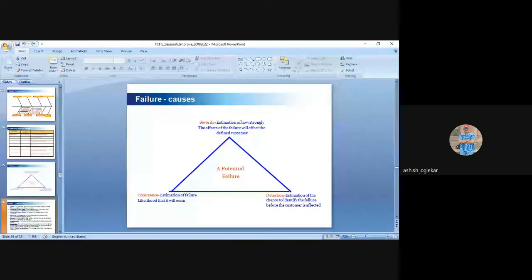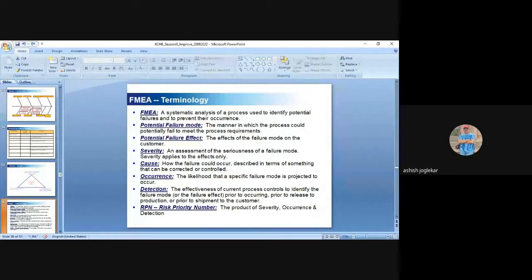So the terminology used here: potential failure modes, a manner in which a potential process could fail; the effect of the failure mode, which is severity; the cause of the failure mode, which is occurrence; detection; and then you find the risk priority number. It's the product of severity, occurrence, and detection. It's S into O into D. That is the RPN number, and that is how we can rate.